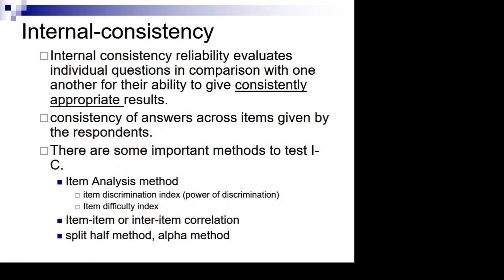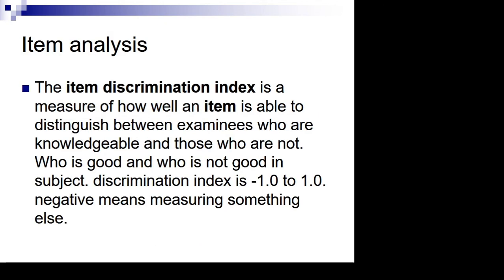which we have already seen in the previous slide, namely item discrimination index and item difficulty index. Item discrimination index is also called the power of discrimination of the item, and then item difficulty is how difficult the question is when it's put to the respondents. So item discrimination index and item difficulty index are the two methods that are adopted to establish the reliability of each item that goes into your final scale.